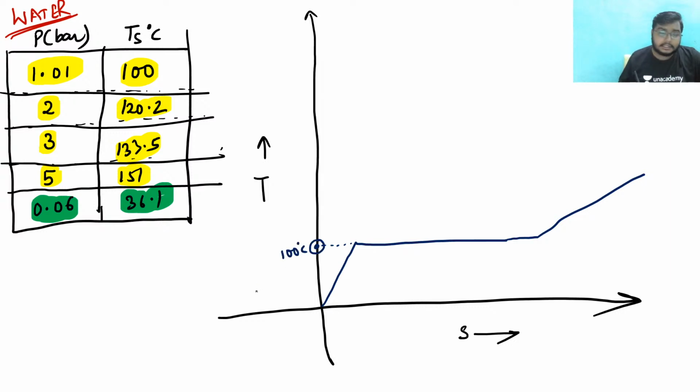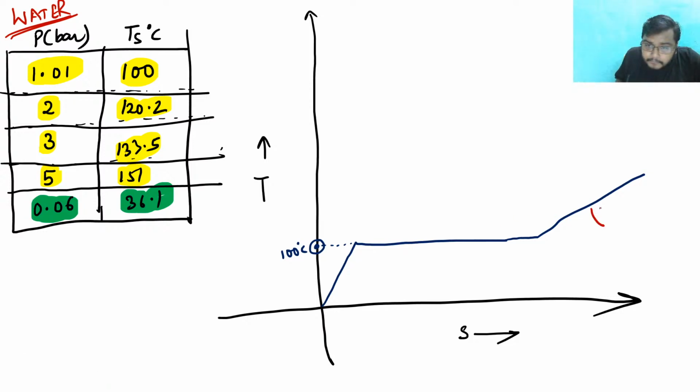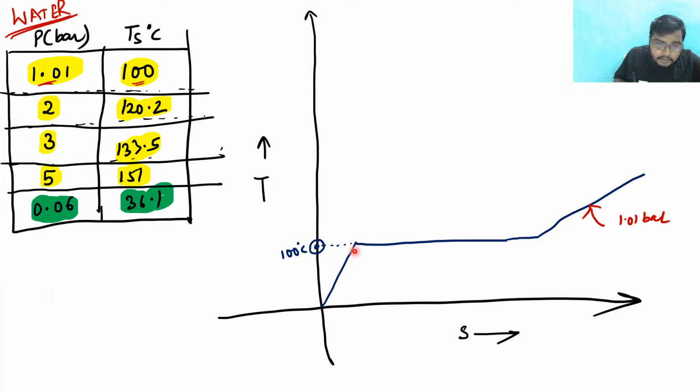This is 100 degrees Celsius, and this is the pressure line of 1.01 bar. Clear? So if I plot a pressure line, in this pressure line we can see that for 1.01 bar, temperature is 100 degrees Celsius, right? Now see how I have drawn this. First focus on this part.